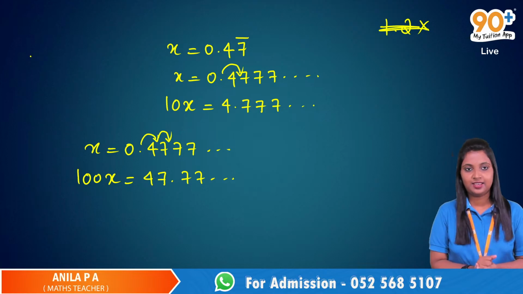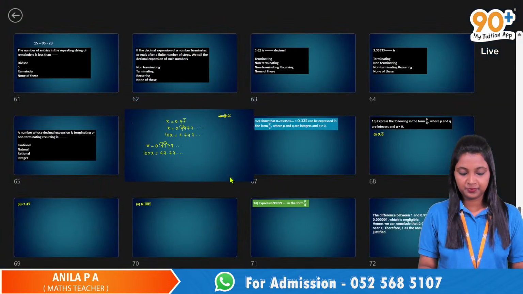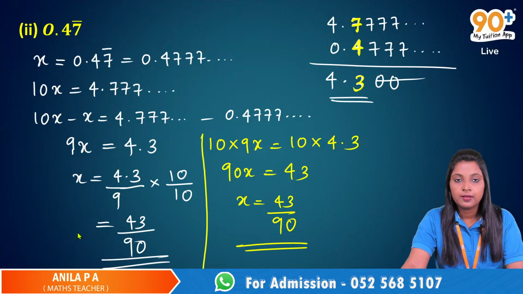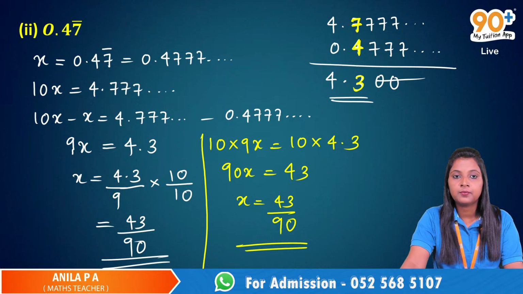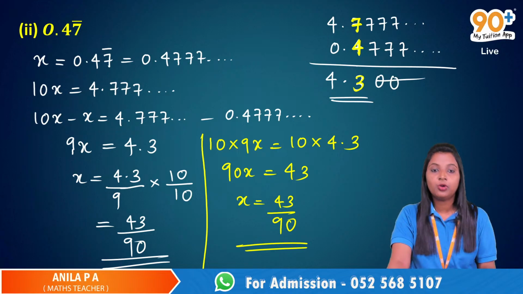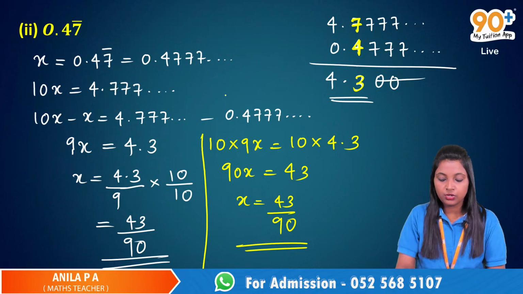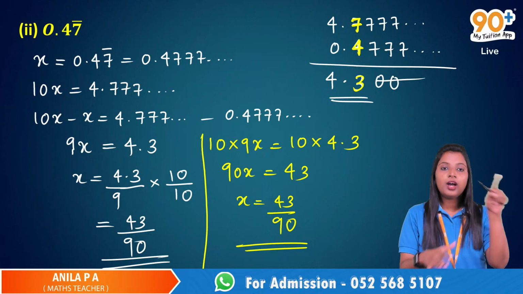I have another doubt. It doesn't matter how many 7s I write, right? If I write 7 and another student writes 4 7, the answer might be different, right? No. Here we are putting etc. signs, or we are putting a bar over there.